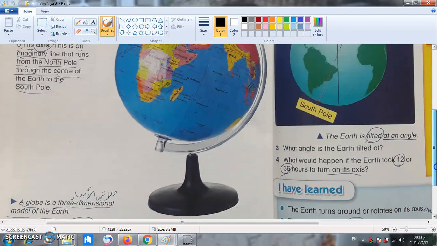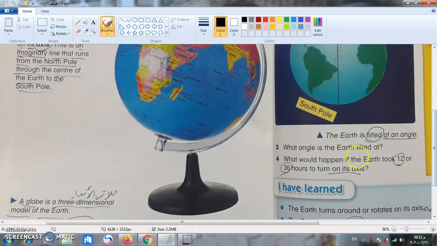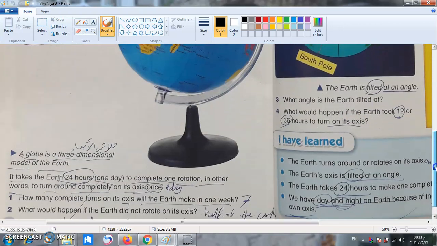And the last thing about this, as we said, the earth is tilted at an angle. What angle is the earth tilted at? As we said, it's 23.5. What would happen if the earth took 12 or 36 hours to turn on its axis? Okay. Now, what have we learned today?